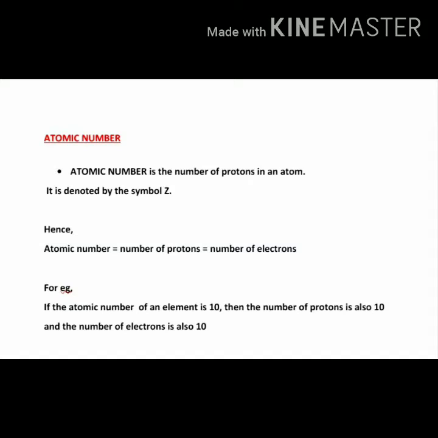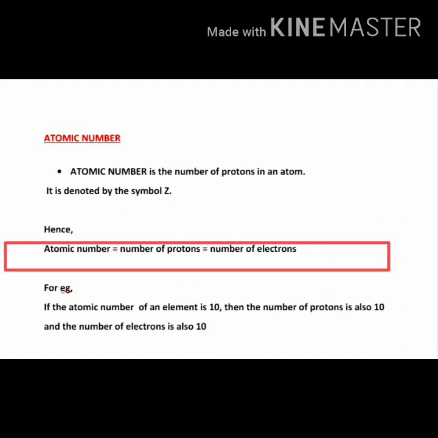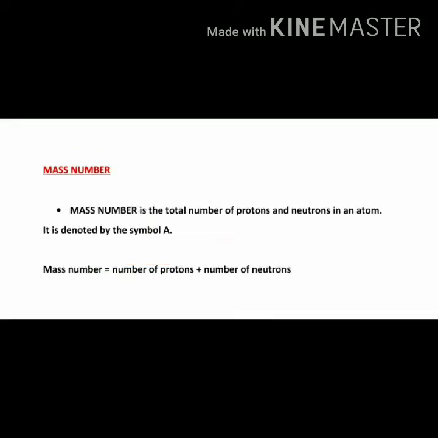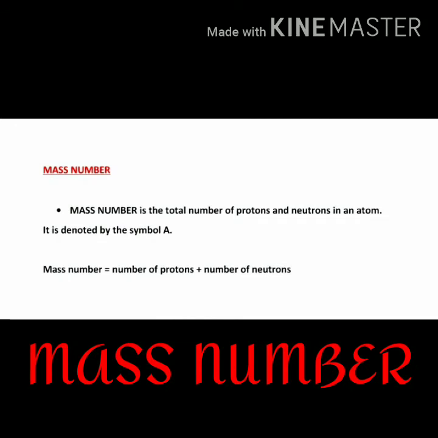For example, if an atom has 10 protons, then the atomic number is 10 and the number of electrons is also 10. So atomic number equals the number of protons, which in turn is equal to the number of electrons. Now we come to the mass number.